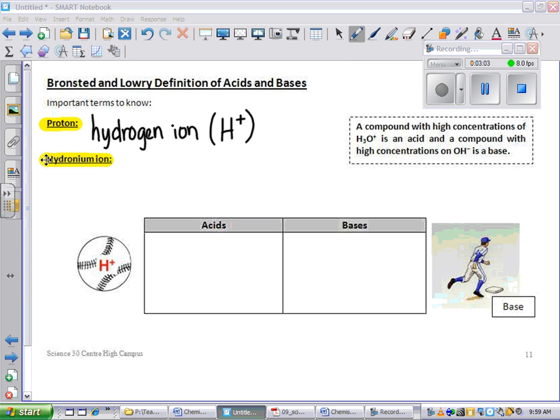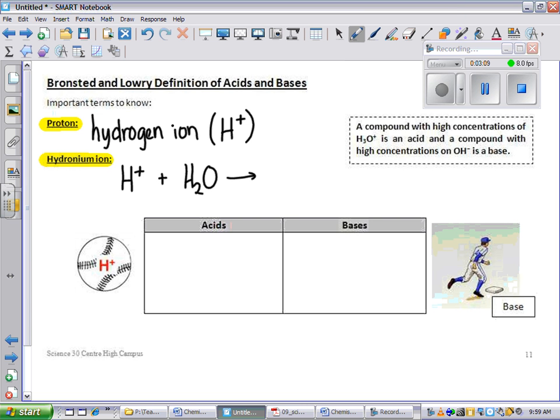A hydronium ion is formed when our proton combines with water to form H3O+, which is known as hydronium. The positive sign here comes from the positive proton or hydrogen ion. So when you have a positive combined with a neutral atom, the product will be also positively charged.